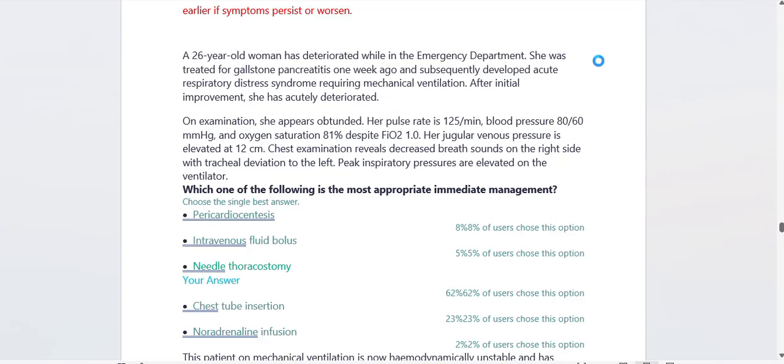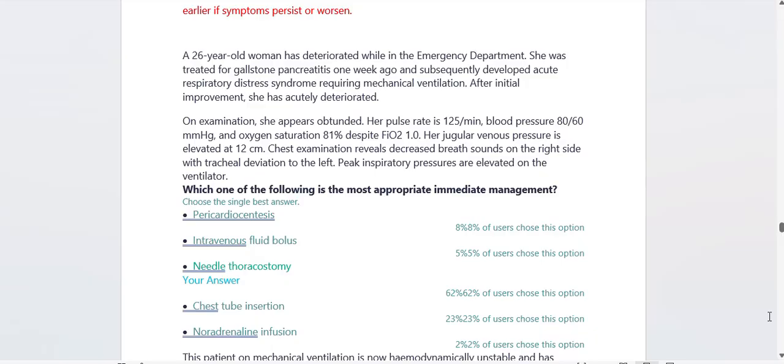A 26-year-old woman in the emergency department was treated for gallstone pancreatitis 1 week ago. She develops acute respiratory distress syndrome requiring mechanical ventilation. After initial improvement, she acutely deteriorates. Pulse rate is high, blood pressure is low. Okay, it's an emergency. Saturation has dropped. JVP is elevated. Chest examination reveals decreased breath sounds on the right side with tracheal deviation to the left. Peak inspiratory pressures are elevated on the ventilator. They are asking for the most appropriate immediate management.